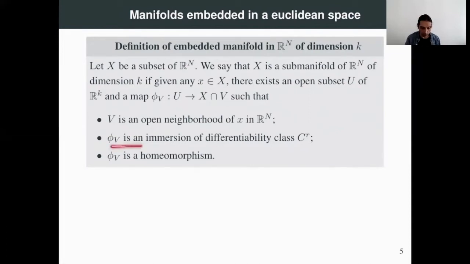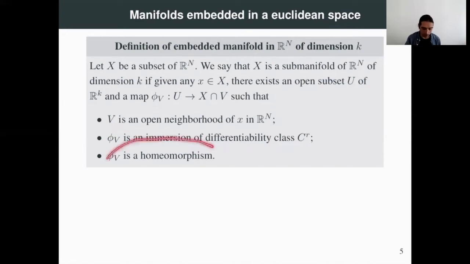The first one is that phi is going to be an immersion of the proper differentiable class, C^r. If we are considering a C^r submanifold, it has to be a C^r immersion, okay? And the last one is that this phi is going to be a homeomorphism. We will discuss this condition later. With all these properties, we say that X is an embedded manifold in a Euclidean space.